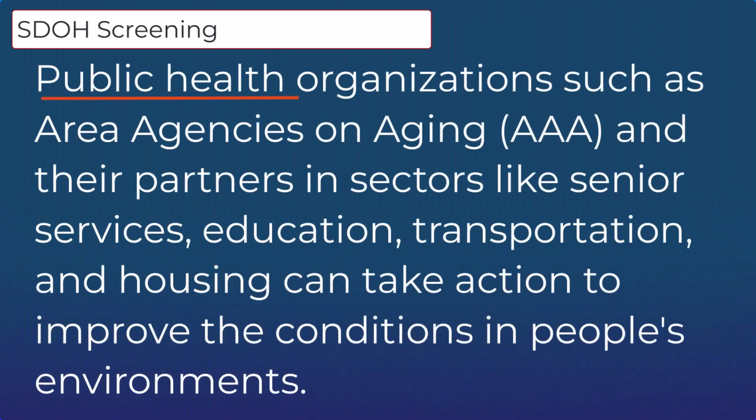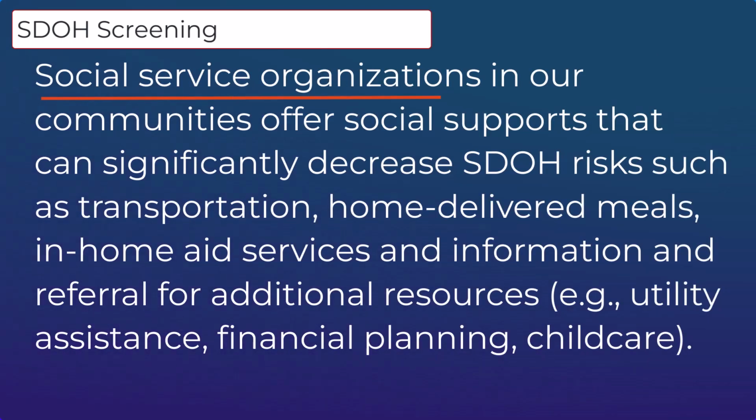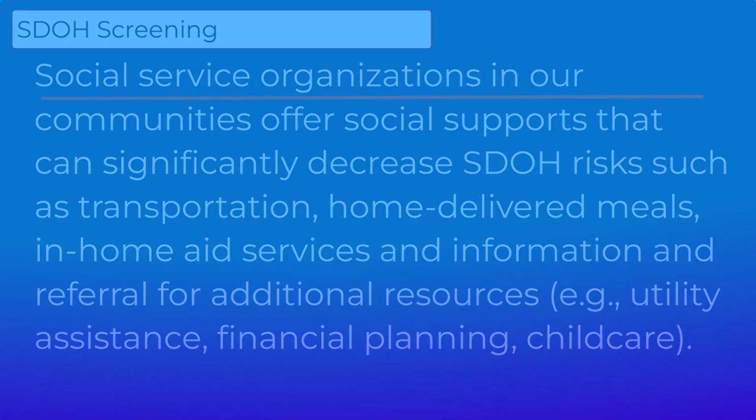Public health organizations such as Area Agencies on Aging, also known as AAAs, and their partners in sectors like senior services, education, transportation, and housing can take action to improve the conditions in people's environments. Social service organizations in our communities offer social supports that can significantly decrease SDOH risks such as transportation, home-delivered meals, in-home aid services, and information and referral for additional resources such as utility assistance, financial planning, and child care. That is the purpose of SDOH screening and this tutorial.